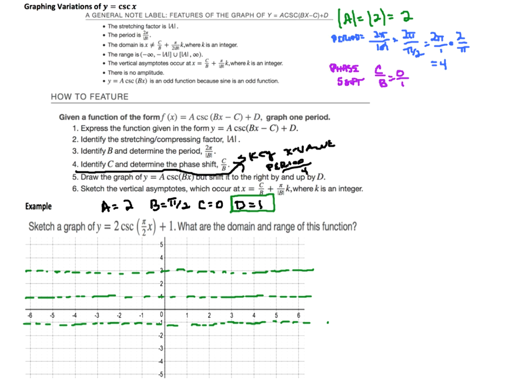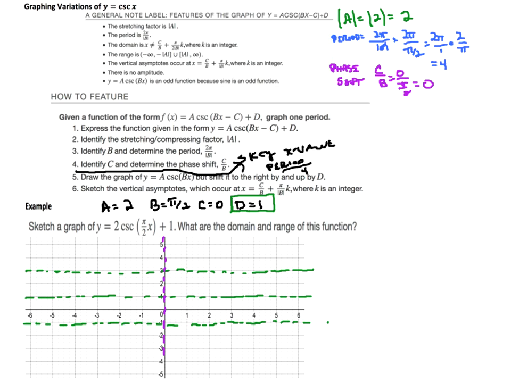My phase shift is C over B. That's 0 over pi over 2, which is just 0. In other words, I haven't shifted left or right horizontally at all. So I've got some really nice values to work with here. Because I haven't shifted left or right at all, I know that my sine wave starts, if it's in its parent form, at the origin, but it's on the y-axis. Since it's my midline, my sine function would start right there at 0, 1.